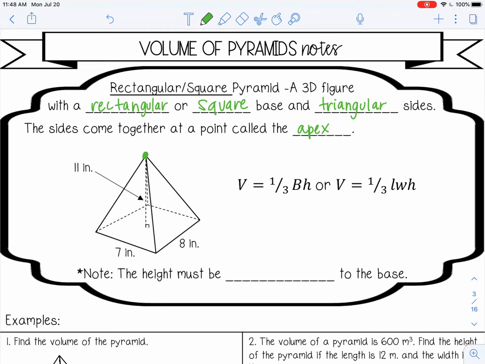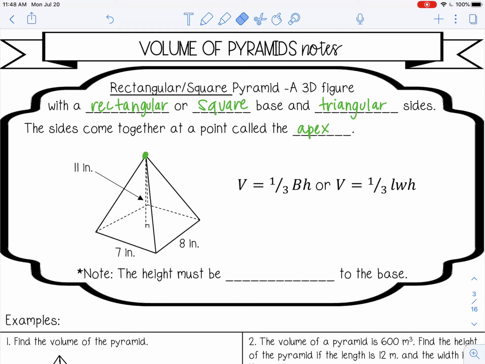All right, so the volume formula for a pyramid is volume equals 1/3 base times height. And remember, the capital B stands for the area of the base. Or we can write that as 1/3 length times width times height, because if the base is a rectangle or a square, then we can find the area of the rectangle or square using length times width. So those mean the same thing.